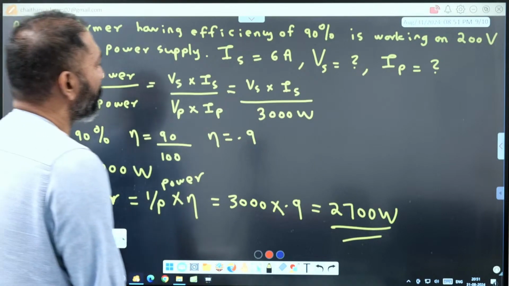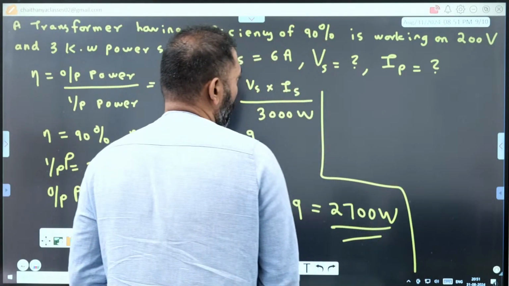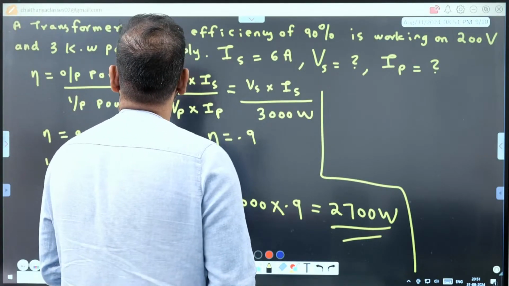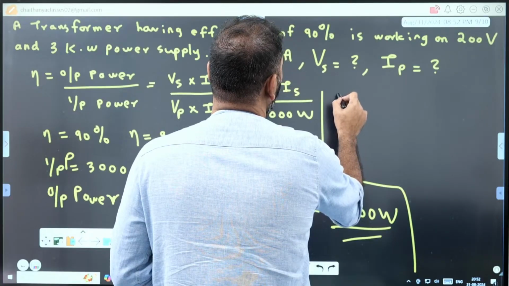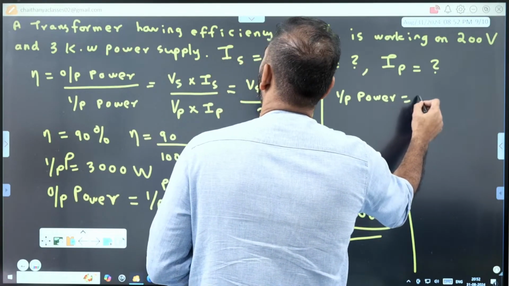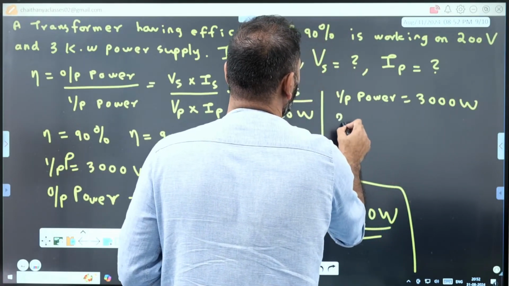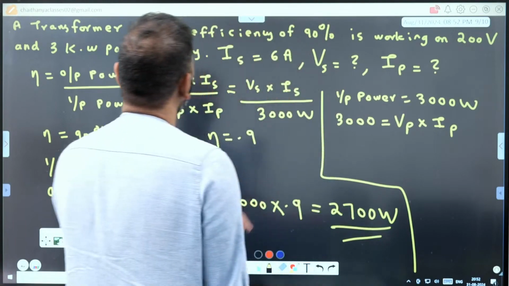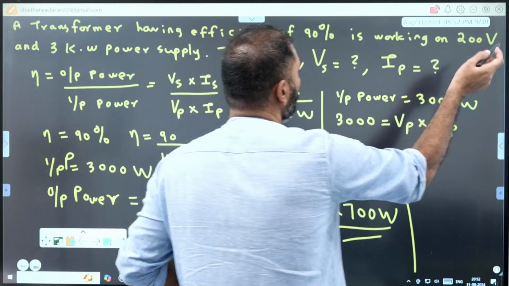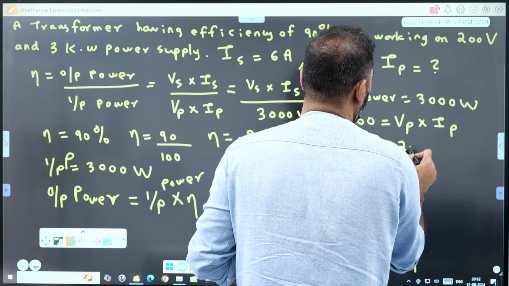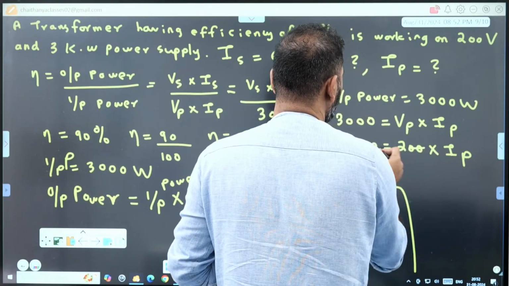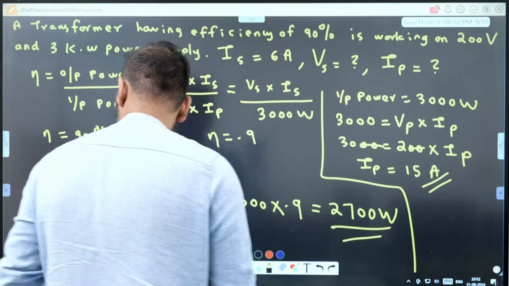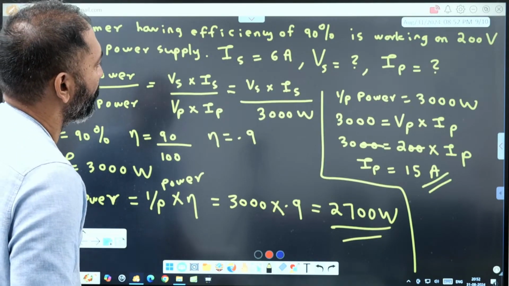Now what we have to find out? Voltage across secondary and primary current. Primary current we can find out simply because our input power is 3000 watt. This input power equal to Vp into Ip. The primary voltage is given 200 volt, working on 200 volt. So 3000 is equal to 200 into Ip. So primary current is 30 by 2, that is 15 ampere. Any doubt? That's clear, right?